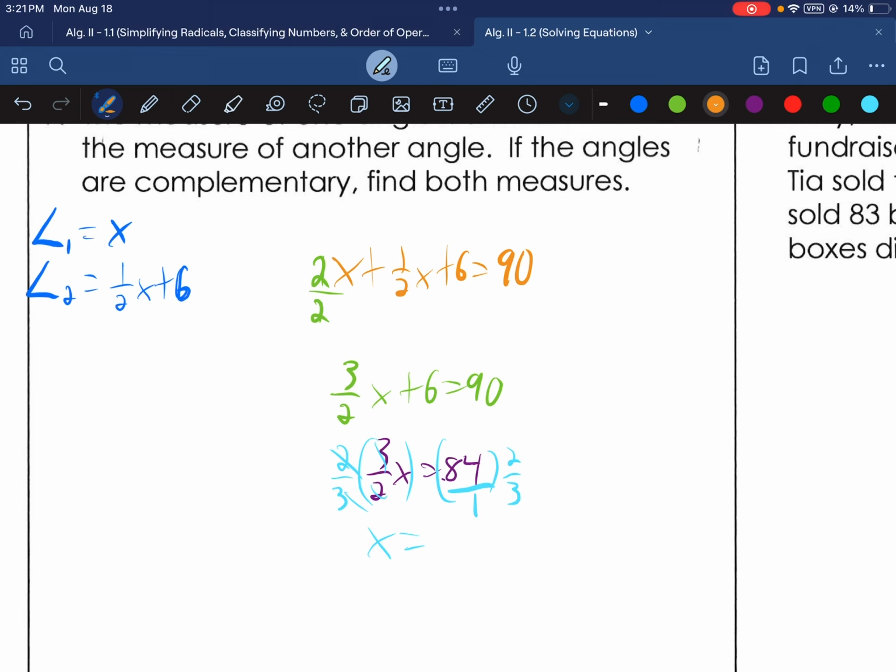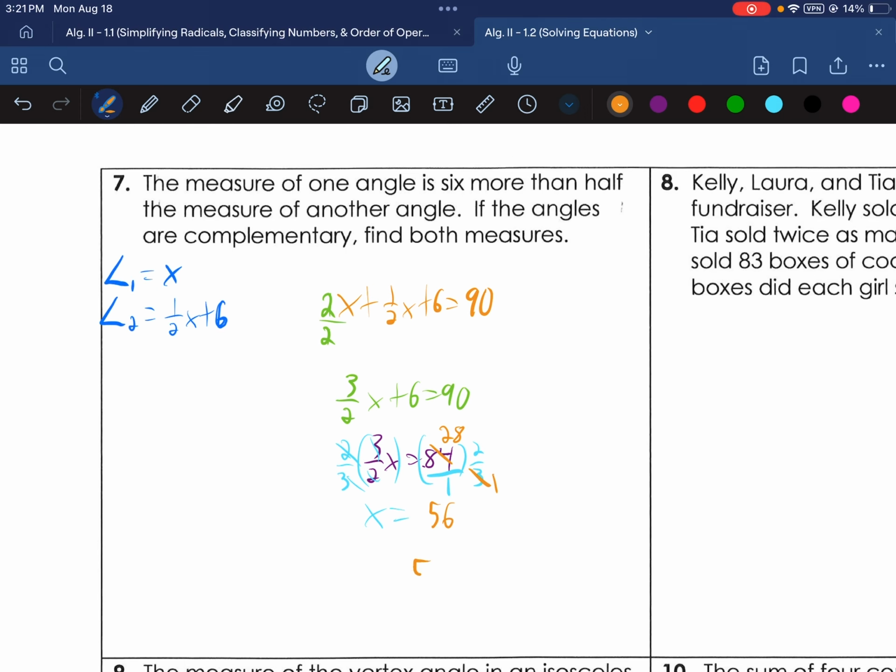So we end up getting x equals, and put 84 over 1, look to reduce, which we can, and we end up getting 3 to be 1, 84 to become 28, and so 28 times 2 is 56. So one angle is 56 degrees. The other angle we could find by plugging back into here, or saying we know they add up to 90, so we could do 90 minus 56, giving us 34. And so we have 56 degrees and 34 degrees as our two answers.